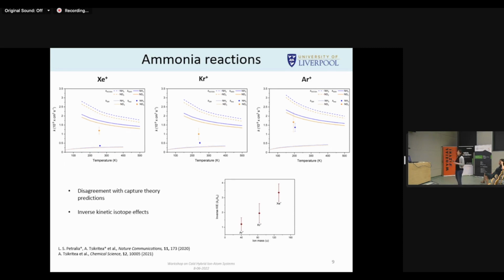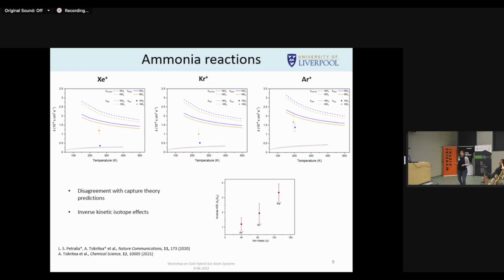So this is something that is common for all of the data, apart from this one, where you could say that within the error bar, it can reach the capture limit. The other thing that we see is an inverse kinetic isotope effect, meaning that the deuterated reactions are proceeding faster than the hydrogenated reactions. And this is something that we see in all of the rare gas species, but the magnitude of the effect is not the same.